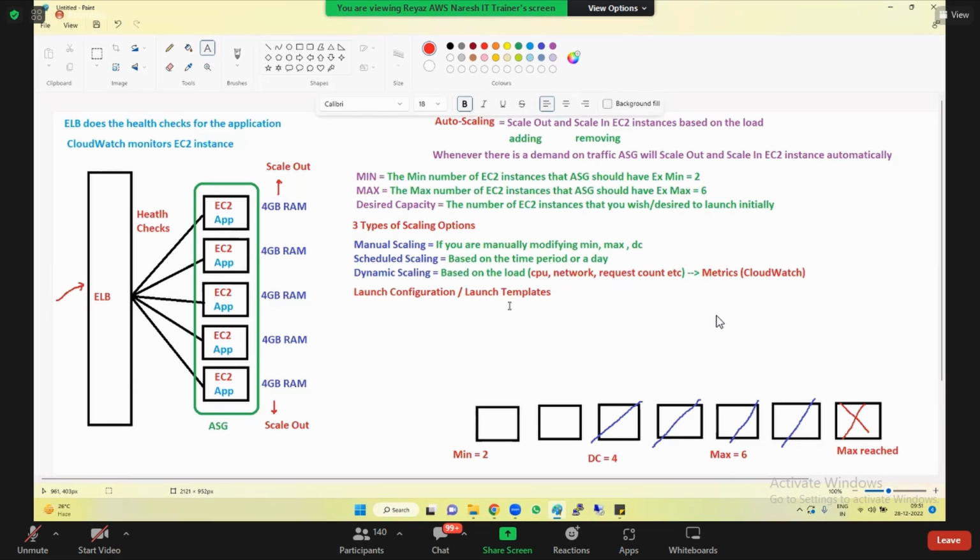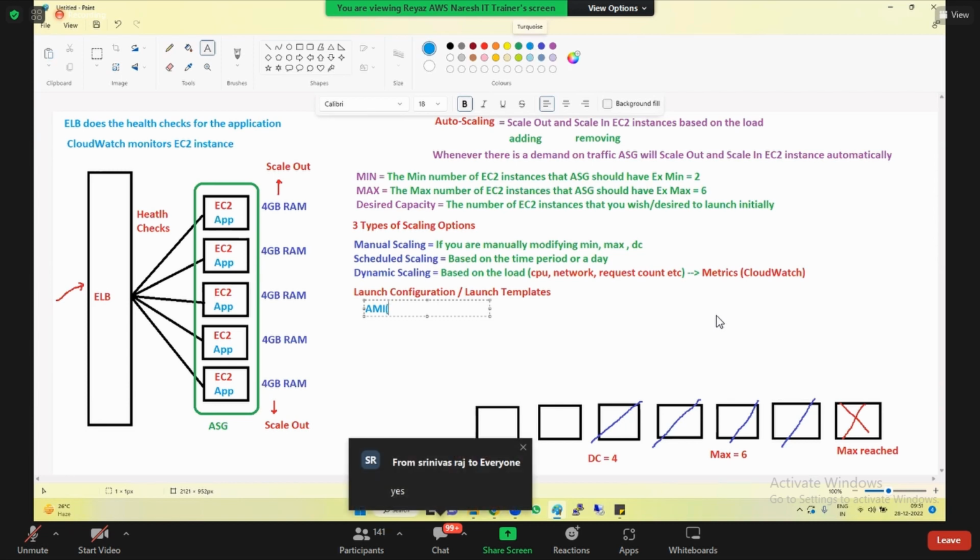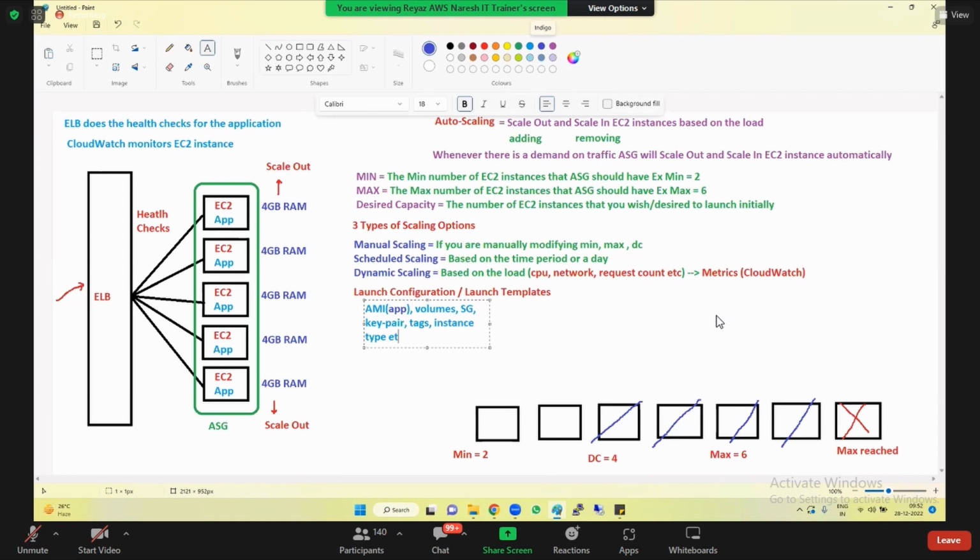So what does the launch template contain? Do we need to give AMI details in it? Which type of EC2 instance we need to launch, right? In this AMI itself, can we have our own application? Correct? Correct, guys? Yes. So you give the details of volumes, security group, key pairs, tags, instance type, etc. All the information will be there in this launch template or launch configuration.